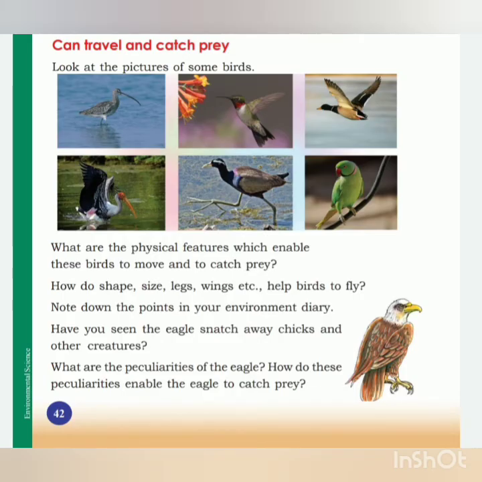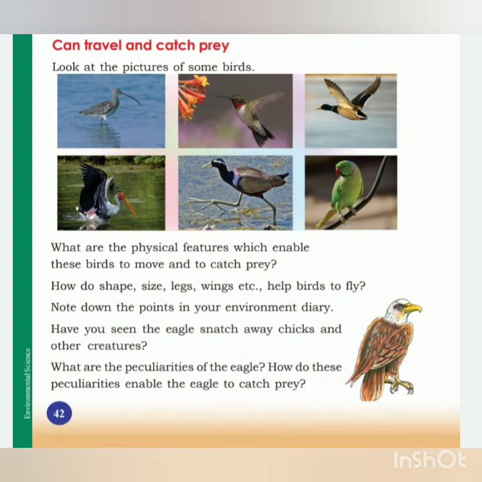Children, here you can see some pictures of birds. Just analyze these pictures and find out what are the physical features that enable these birds to move and to catch their prey. So children, different birds have different physical features that help them to move and to catch their prey. In the first lesson, we have studied a term known as adaptation. That means the organism will have certain peculiarities that help them to live in their own dwelling place. So like that, all the birds will have specific adaptations that help them to live in their own place.